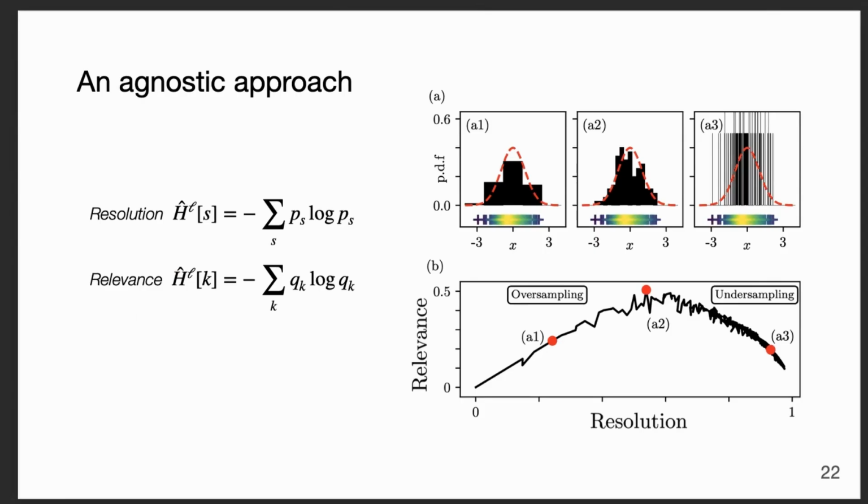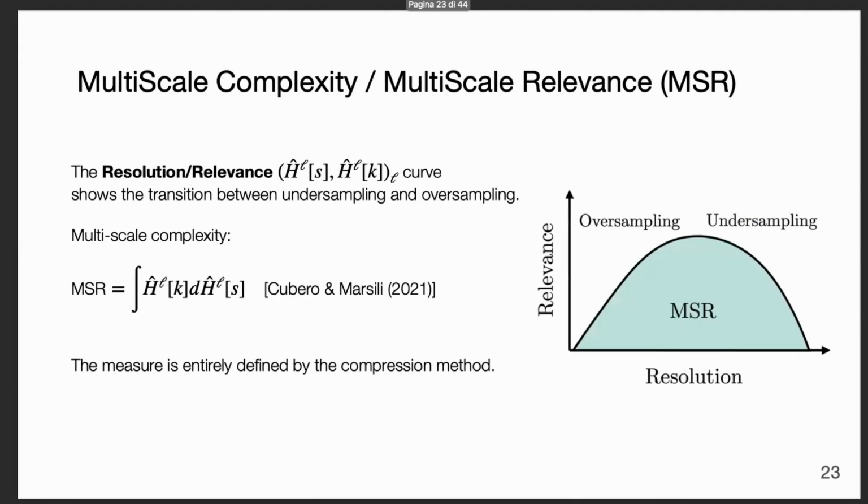But if we look at something that we call the relevance against the resolution, going from the A3 image to the A1 going through A2, we see that the one that looks like the more relevant way to represent our data is where the relevance is maximized. And what could be even more interesting is to look at the area under the curve, meaning we take the relevance at every single step of resolution, every single step of compression. And when we do that, we are really looking at the multi-scale relevance of our sample.